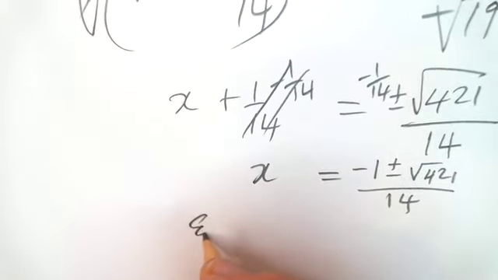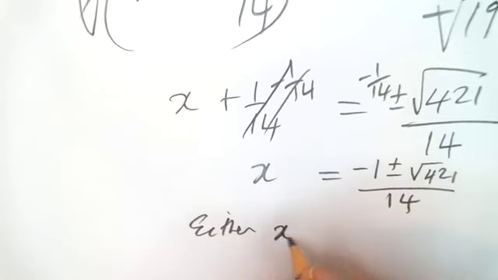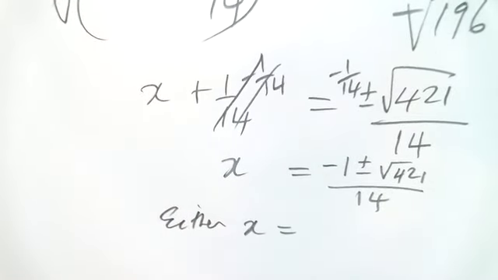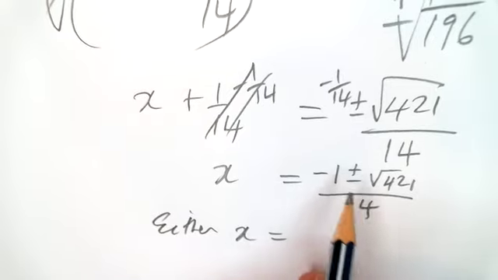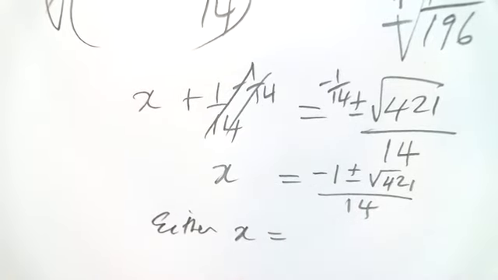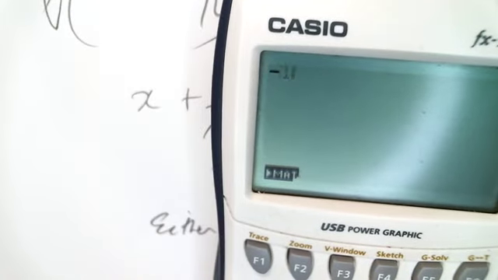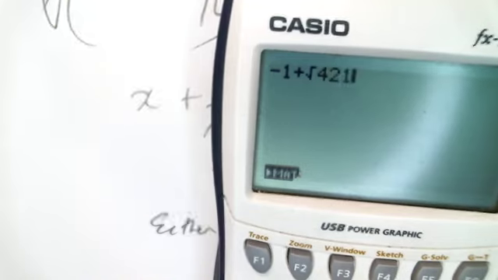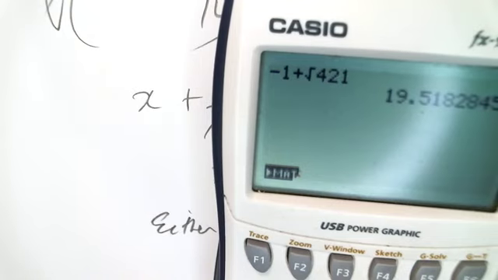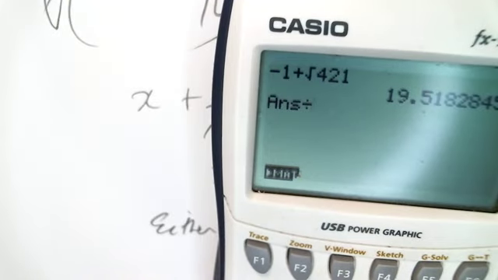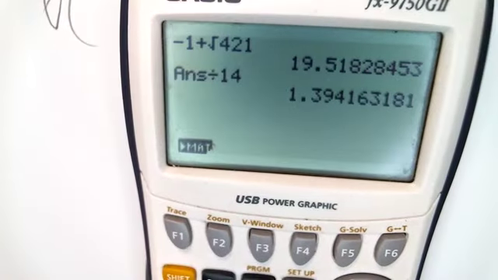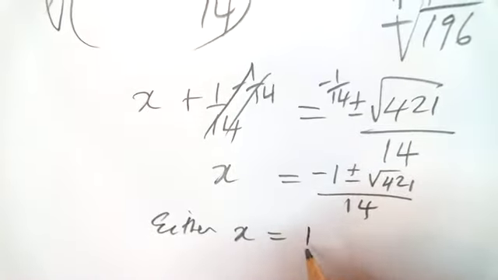So now I can say either x is equal to, let's see what that takes me. I'm going to go -1 plus root 421 first, and then divide everything by 14. Here it is, and I get 1.39. That's good. I'll go with that, 1.39, and that's to 2dp.